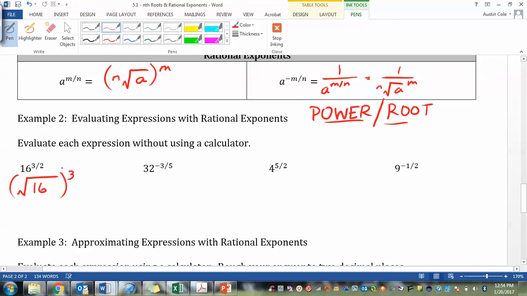to the 3rd power. Okay, and it says here, evaluate each expression without using a calculator. So we're going to try not to use our calculator. So square root of 16 is 4, so we just do 4. Great. We're going to work inside out. Square root of 16 is 4. So now 4 cubed is? 56. Oop, 64.